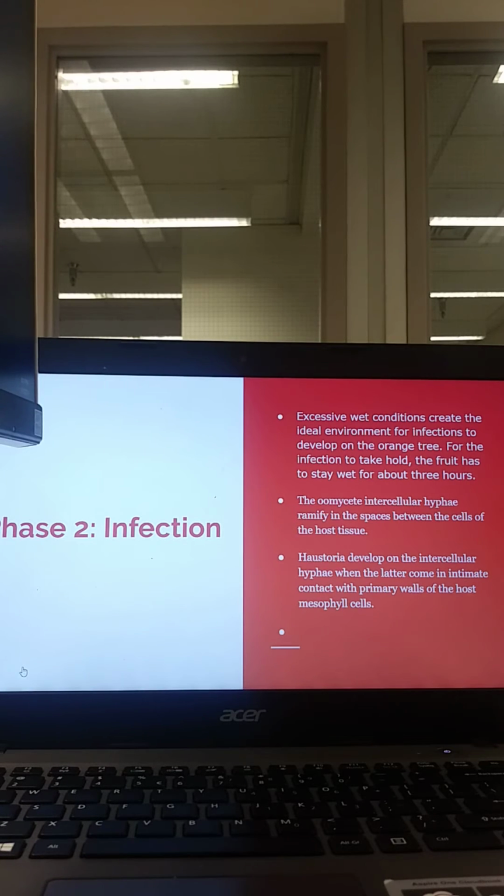Phase 2, infection. To induce infection, the brown rot pathogen needs excessive wet conditions. In fact, for the infection to take hold, the fruit has to stay wet for at least 3 hours. Once the initial hyphae is grown, it will penetrate the host tissue. The oomycete hyphae will dwell in the intercellular space until it comes into contact with a mesophyll cell wall. Then a haustoria will form and penetrate that wall to begin using the host resources.